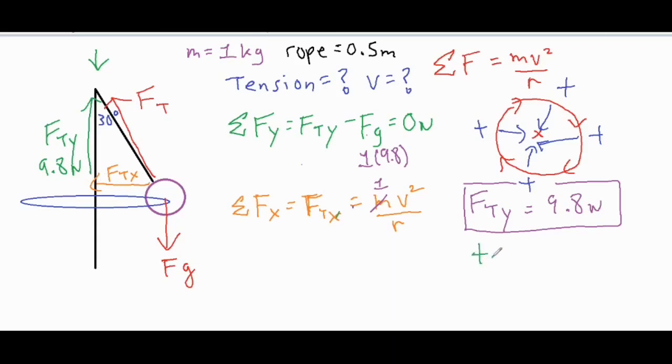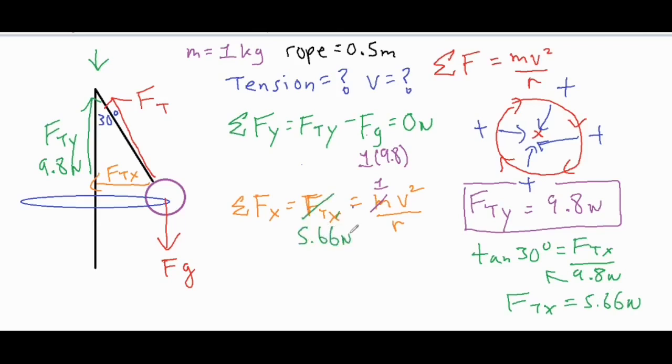So the tangent of 30 degrees equals the opposite side, which is the FTX, over the adjacent side, which is the FTY. So we have 9.8 newtons on the bottom. And then we can go ahead and multiply both sides by 9.8 newtons, and then our FTX comes out to 5.66 newtons. So that's good news for us. So we did want this value right over here.